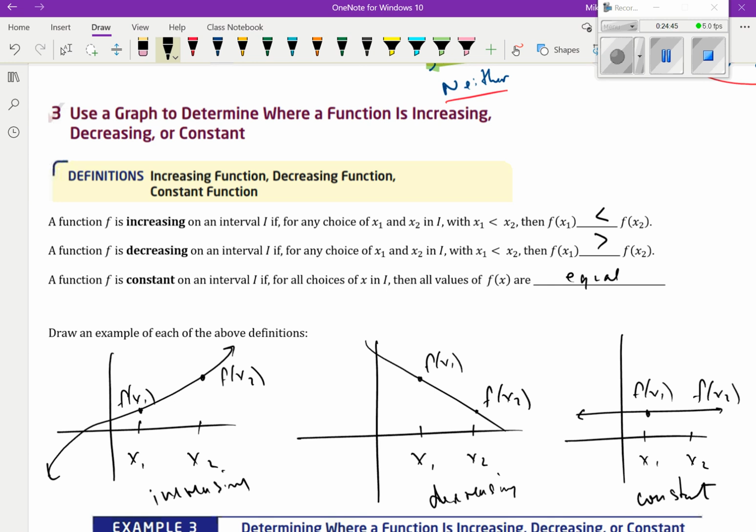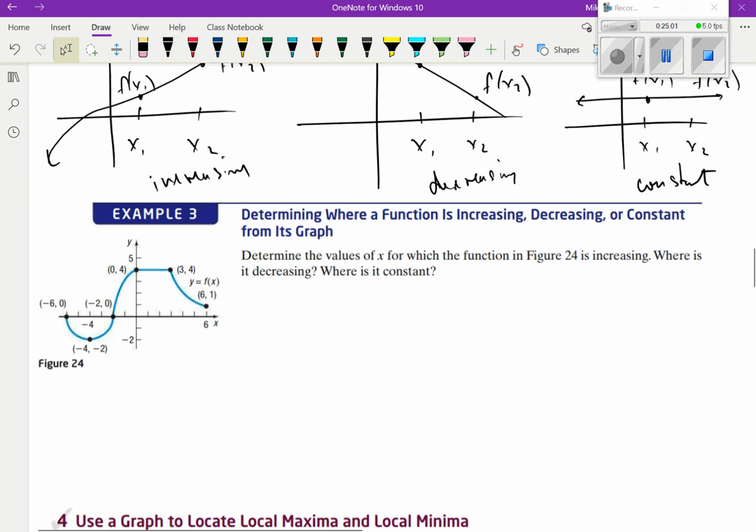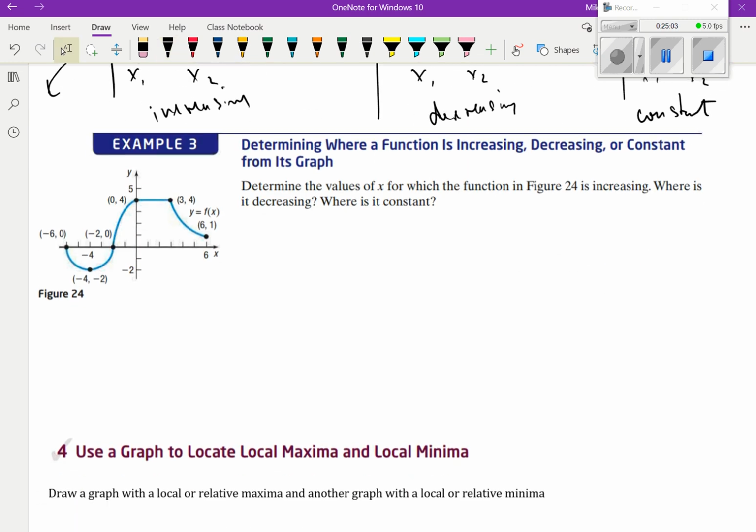A function is increasing on some interval. So if I take a look at any small section of the graph, and any x values that I choose, the first x value on the left of the second x value, then the corresponding heights have to fit certain requirements. Let's take a look at a graph here. Let's determine the values where the function is increasing, where it's decreasing, and where it is constant.